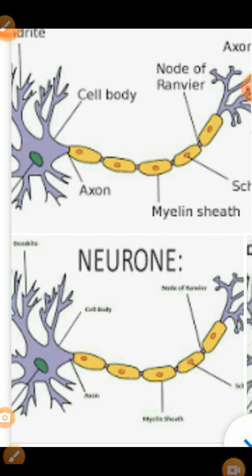The next are nerve cells. Their job is to carry messages around the body and they are very thin and very long, up to 1 meter long, and can carry electrical signals.